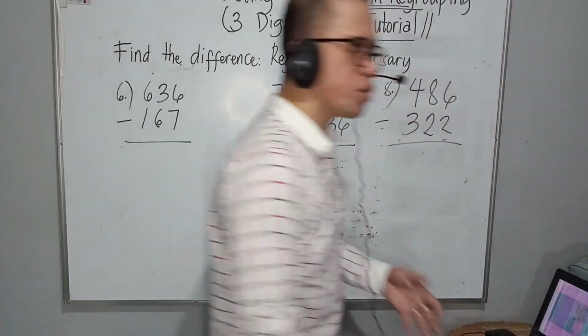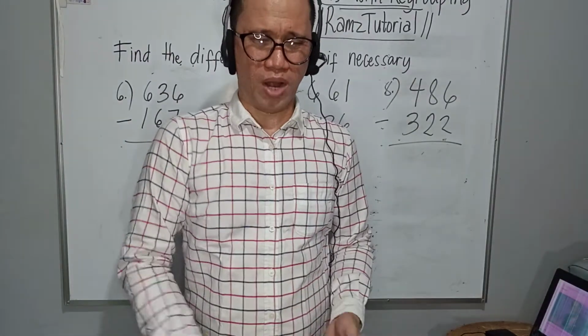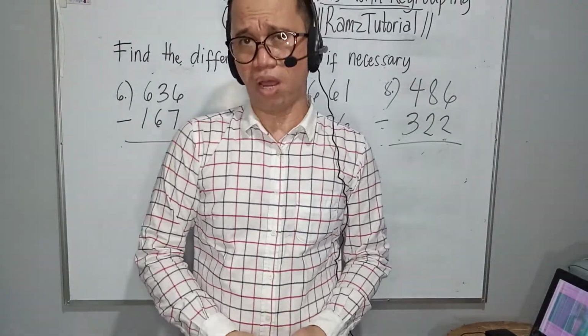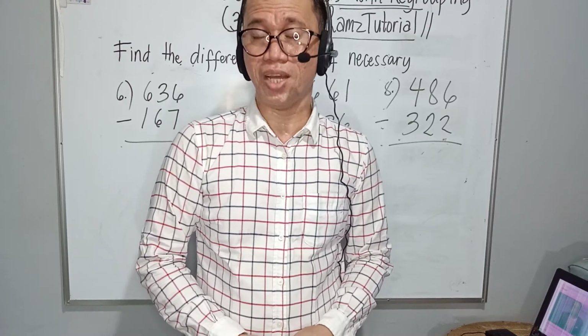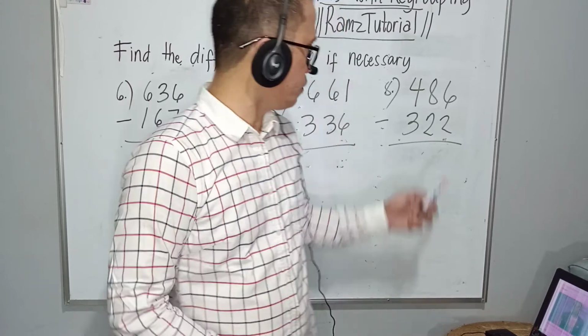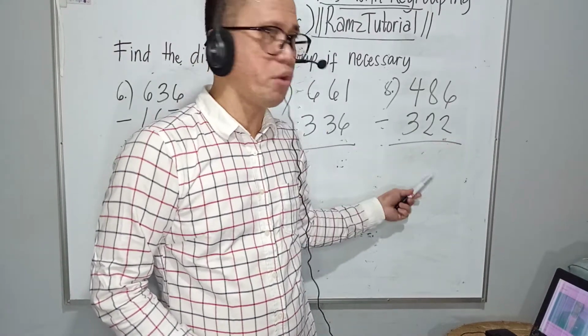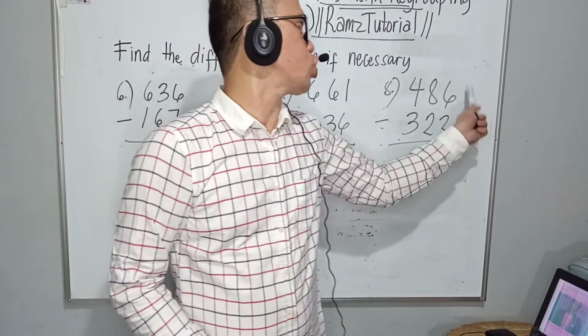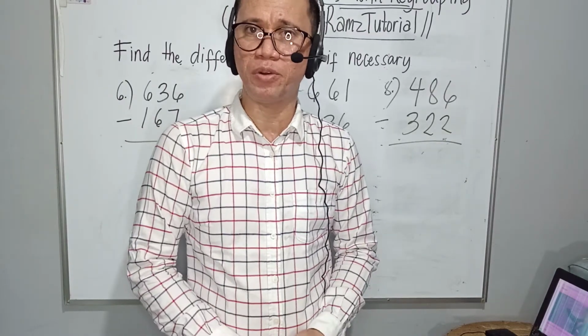Okay, so same procedure, guys. For you to know whether your answer is correct or incorrect, you are going to check using the subtrahend and the difference, because the sum of the subtrahend and the difference should be the same as the minuend. Is that clear, my dear viewers?